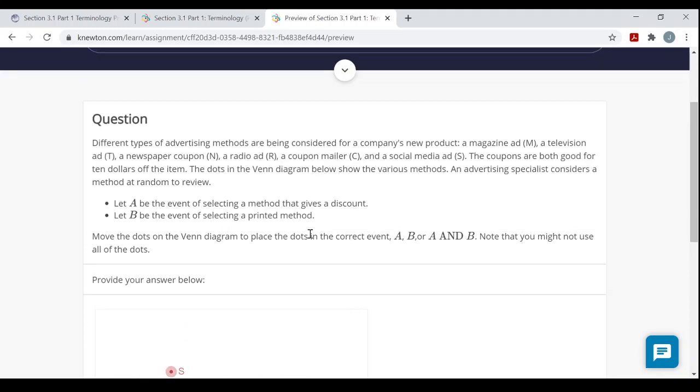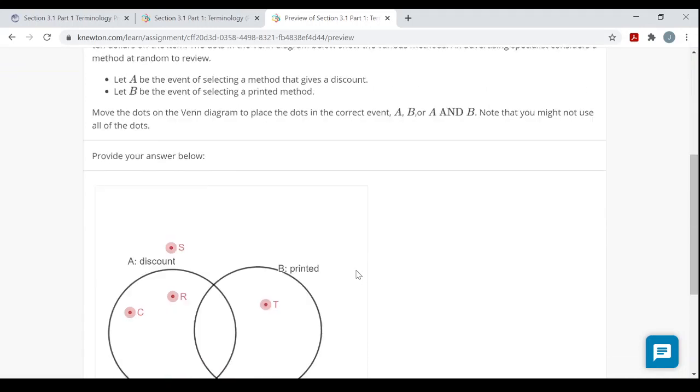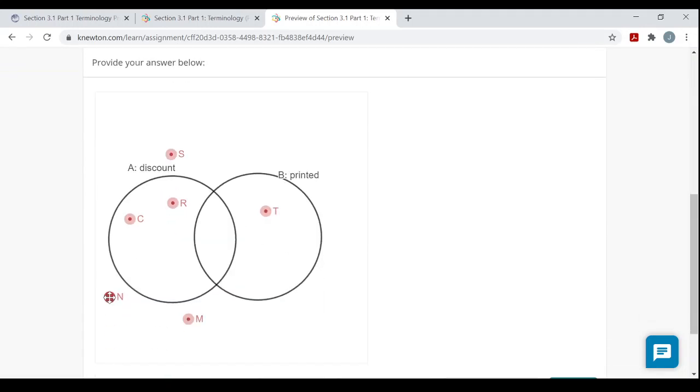A printed method. So like, magazine would be printed. Television's not printed, right? It's not on paper. A newspaper coupon would be printed. A radio ad is not in print. A coupon mailer would also be printed, right? It's something that gets mailed, right? A social media ad is not printed, right? It's on your computer, right? So the ones that give discounts are the newspaper coupon, which is both giving a discount and on paper.